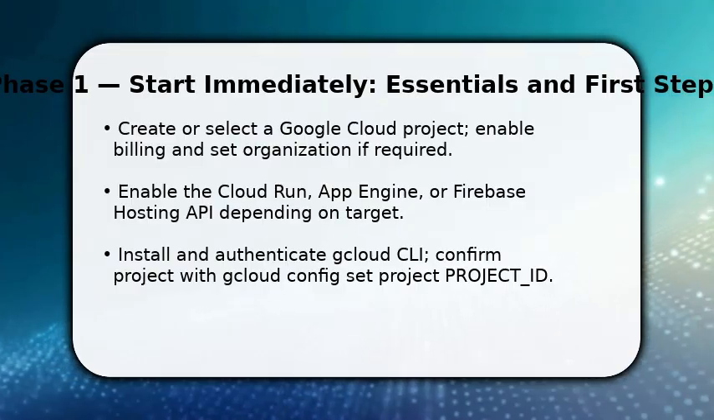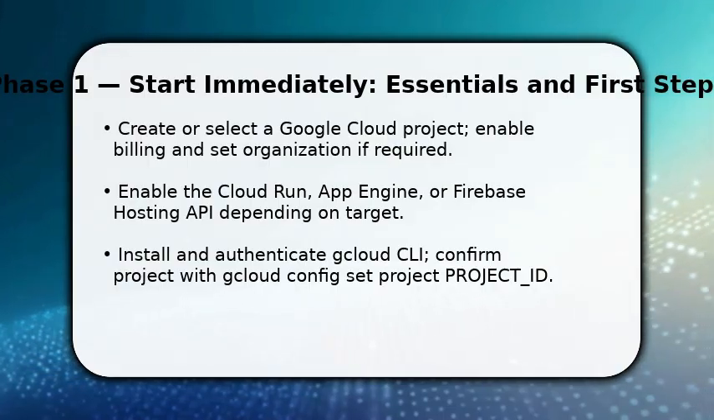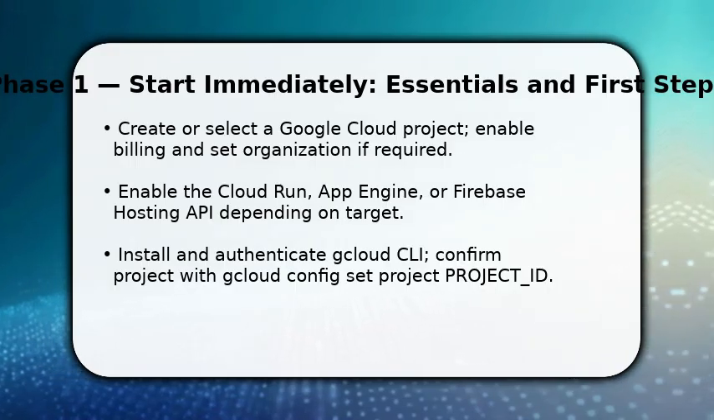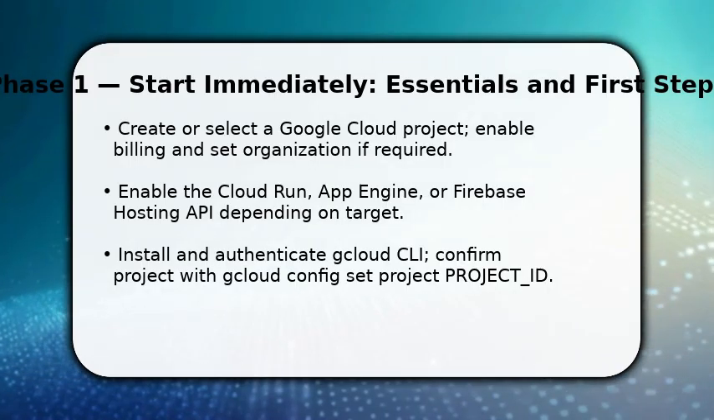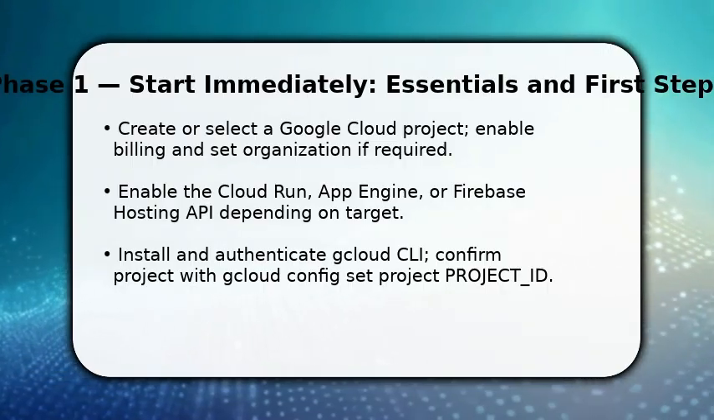You begin by choosing a Google Cloud project and turning on billing. This unlocks hosting. Once done, enable the specific hosting service: Firebase Hosting for static sites, App Engine for managed runtimes, or Cloud Run for containers.